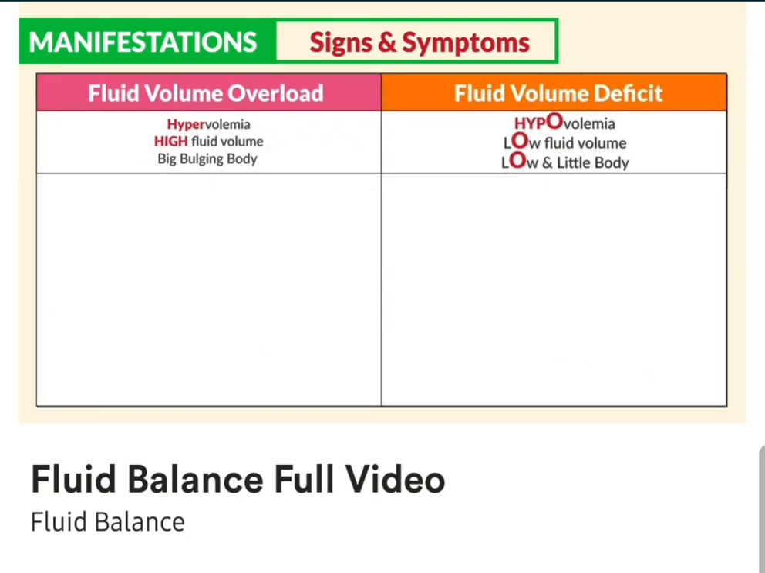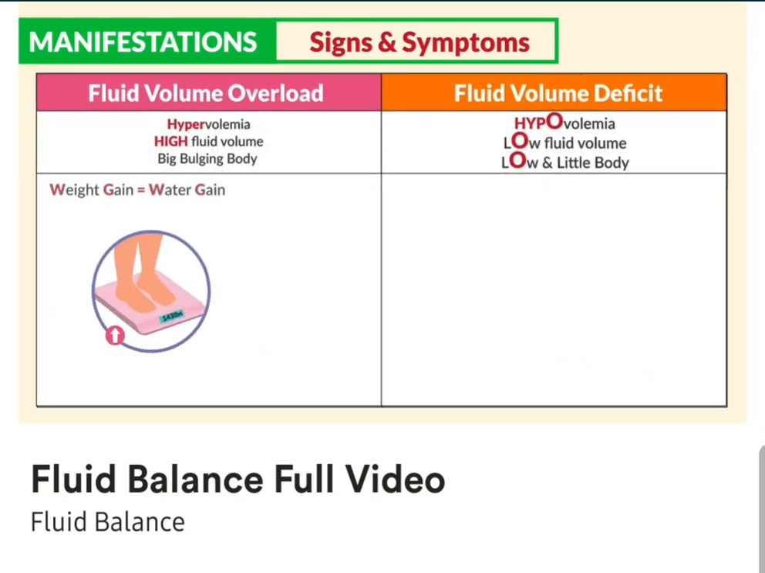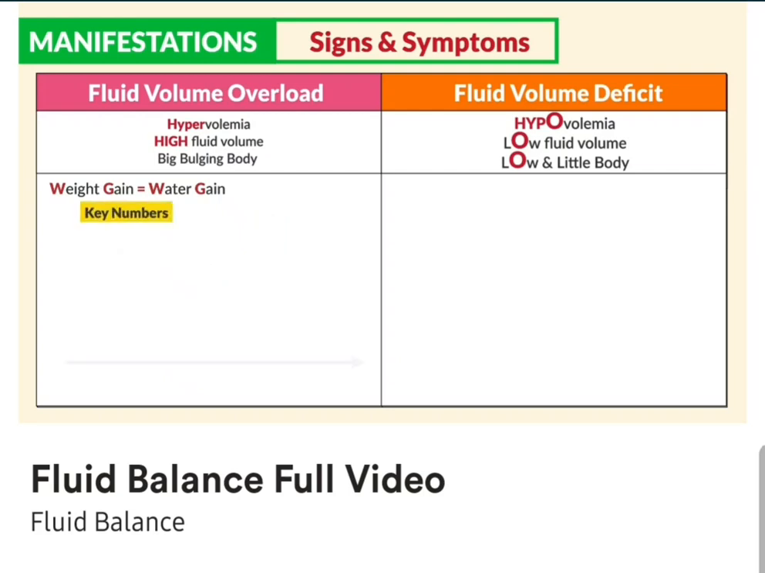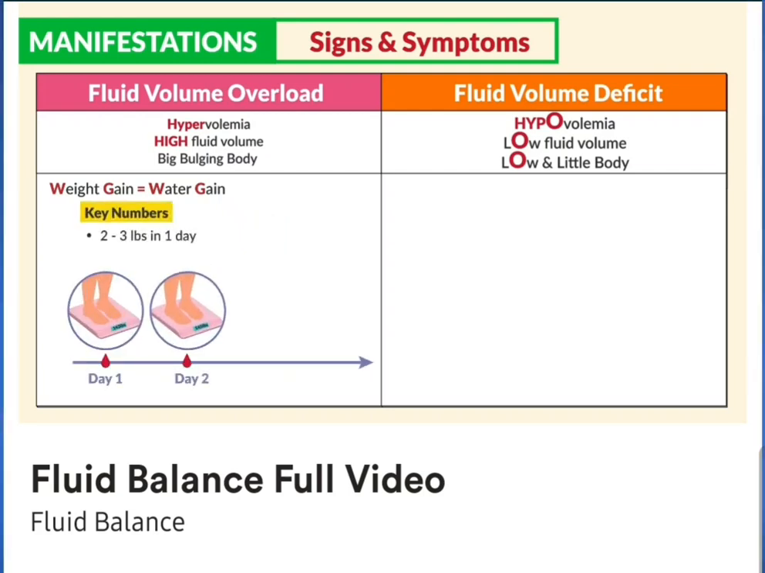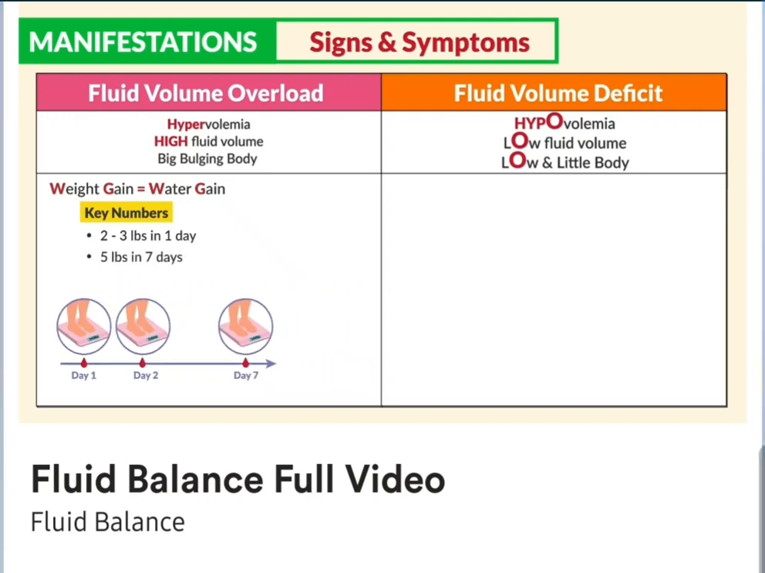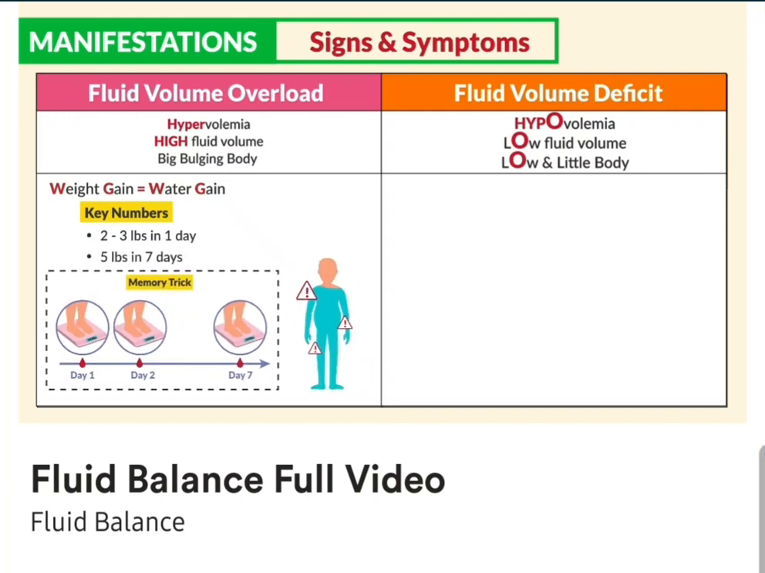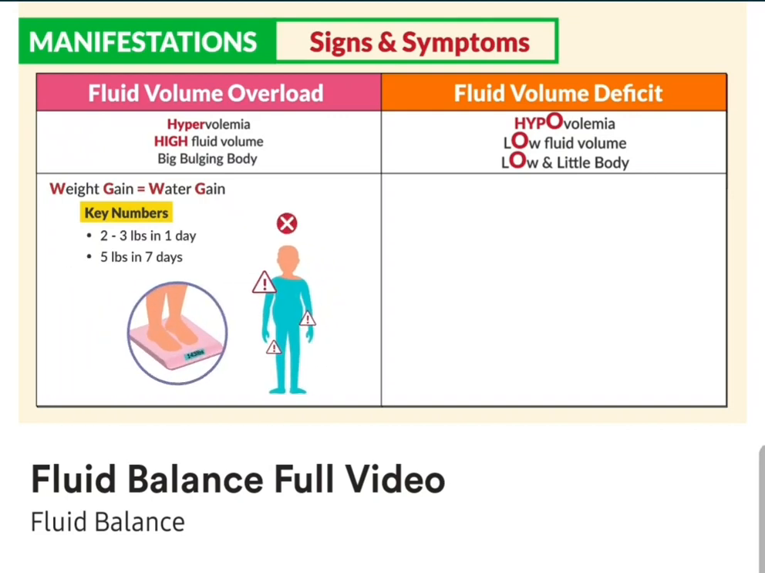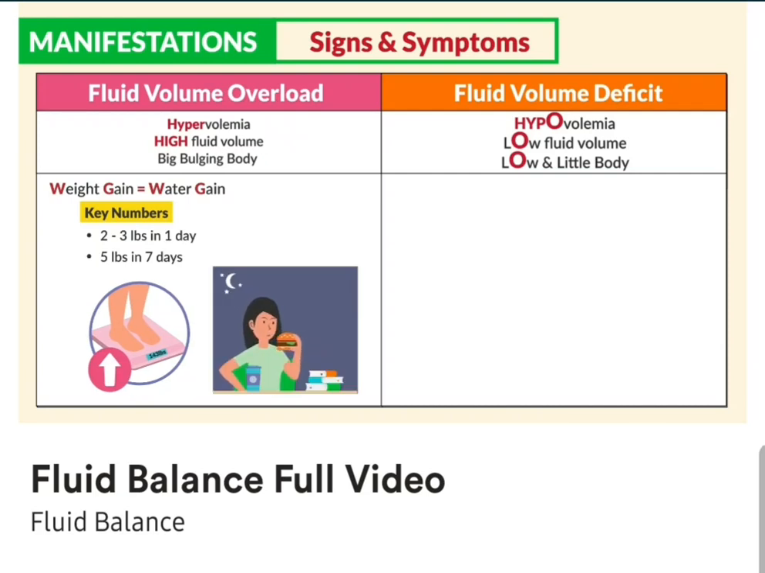And on the other side, for fluid volume overload, we see weight gain. This means water gain. So the key numbers to write down is 2 to 3 pounds in 1 day and 5 pounds in 7 days. This is a very helpful memory trick for clients with fluid imbalances. But as you know, this is not the case for all weight gain. Maybe it could be from that nursing school diet with all that junk food with high sodium and sugar during those all-night study sessions. You know what I mean.